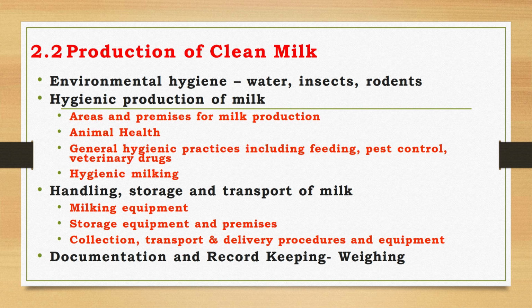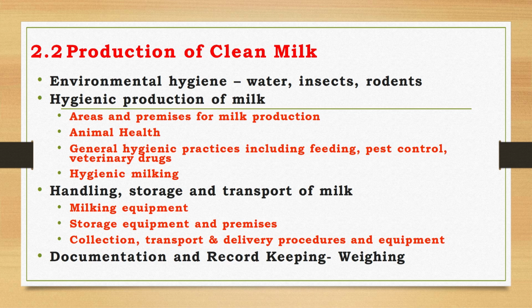This covers the areas and premises where milk is produced, ensuring animal health, following general hygienic practices including proper feeding, pest control, and managing veterinary drugs, and finally, practicing hygienic milking. Third, the handling, storage, and transport of milk. This includes using clean milking equipment, proper storage equipment and premises, and safe procedures for collection, transport, and delivery. And lastly, documentation and record keeping, which includes simple actions like weighing the milk.